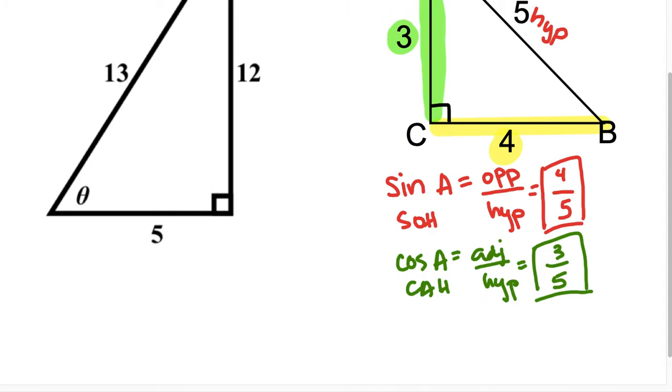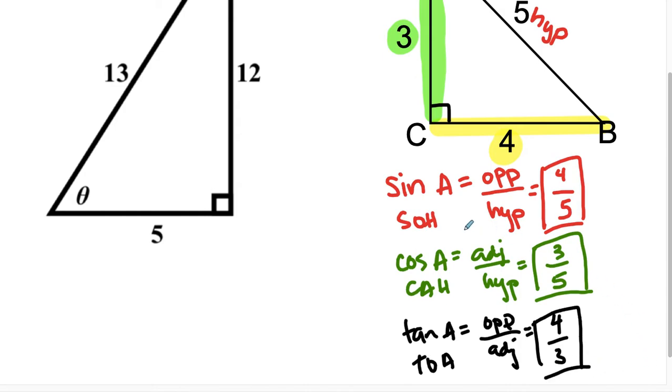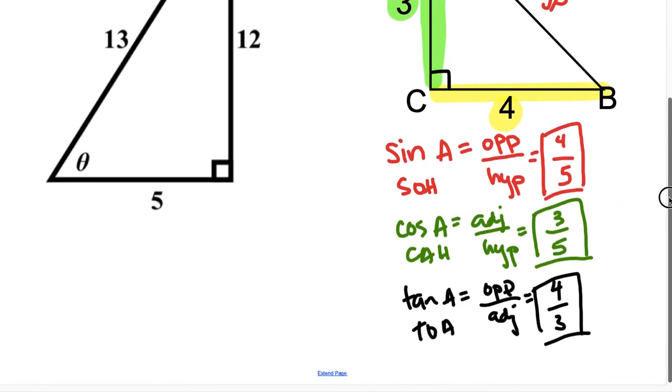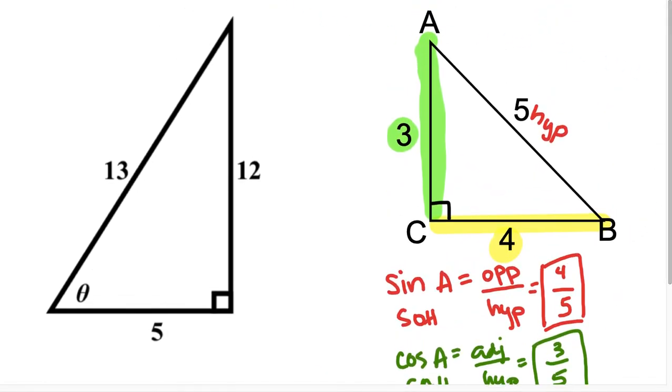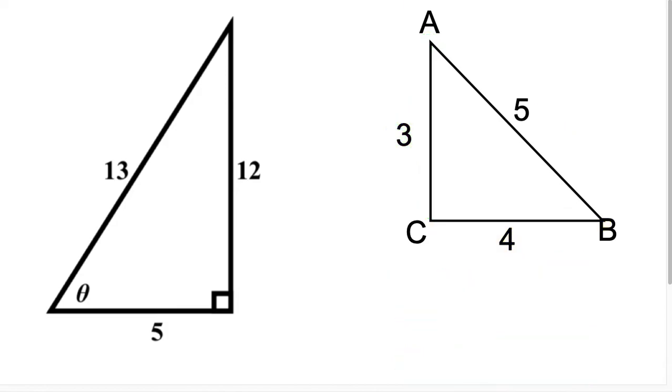Now we move on to tangent. Tangent of A is TOA, which is opposite over adjacent. The opposite side of A is 4 and the adjacent side is 3. So these are your three ratios: sine of A, cosine of A, and tangent of A. Now I'm going to clear this and I'm going to work with B.